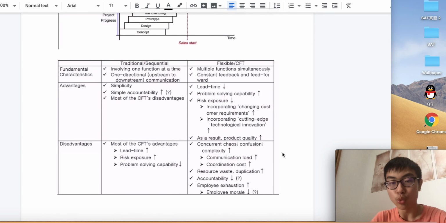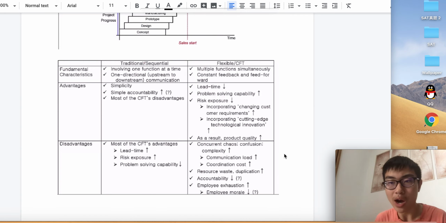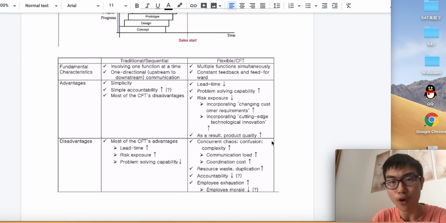So in the end, maybe we can innovate our product better because we're coming up with more designs, more concepts, we're brainstorming more ideas, we're implementing more ideas into practice in our CFT engineering. But what are the disadvantages from this? It's basically, we know its coordination cost is increasing.